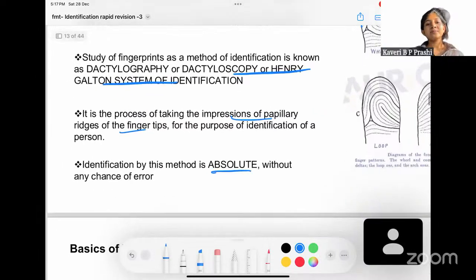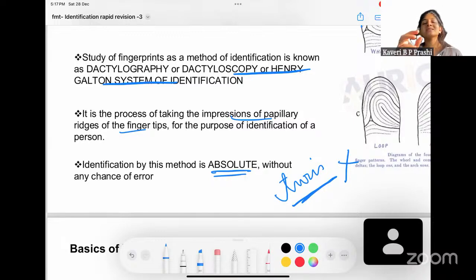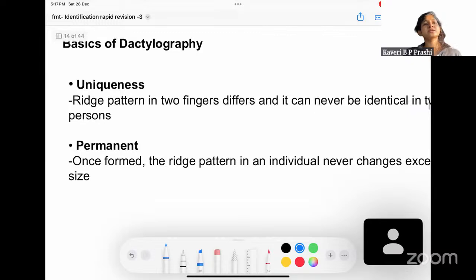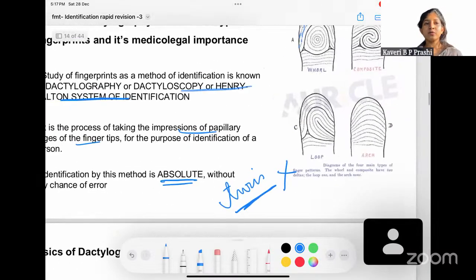Identification method is absolute without any chance of error. Okay, because even in identical twins, they're going to have different fingerprints. Therefore, we consider this as an ultimate type of identification. So what are the basics of dactylography? So these dactylography, the fingerprints are going to be very unique. Usually there are 4 types of fingerprints, okay? So let us see what are the 4 types of fingerprints.